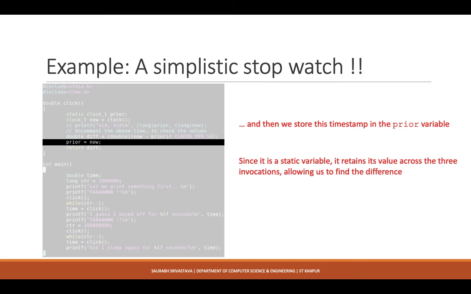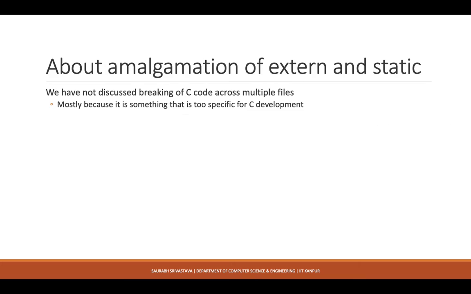So this is the whole thing. I should have probably included a slide on the output as well. I'll include it in the slide, before I put it on Google Drive, just to get an idea. But by the way, I do encourage you guys to uncomment these statements, and then just see how the value of prior is retained. Okay, so this is the whole idea of a static variable.